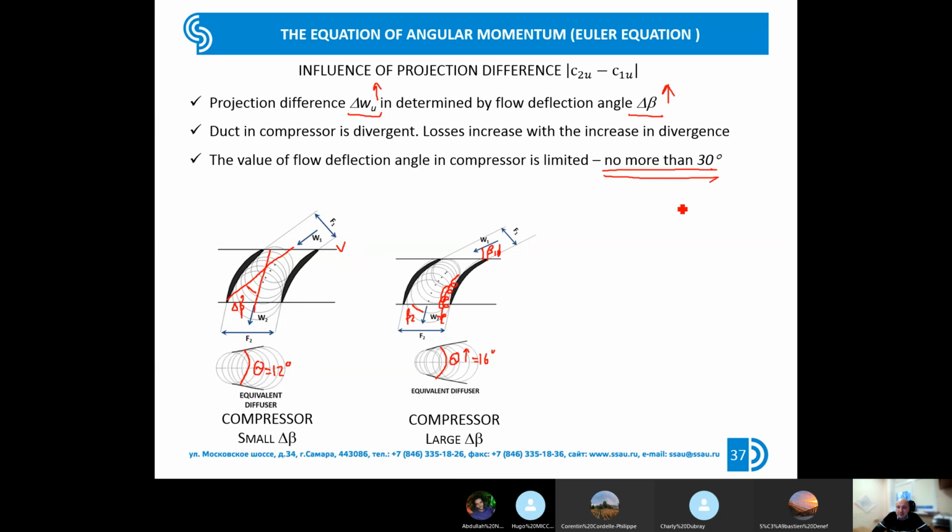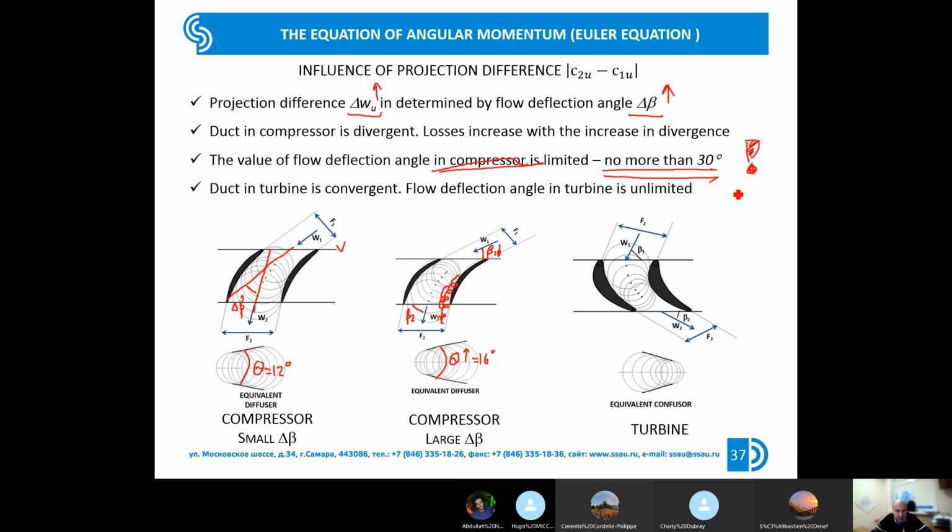The value of delta beta in the compressors must be less than 30 degrees. It's very important. For example, during calculation, you will check the value of delta beta and try not to provide a delta beta of more than 30 degrees. So in the turbine, we have a confuser channel.